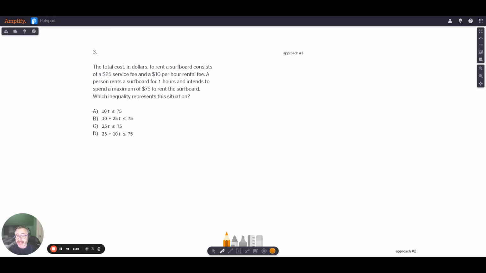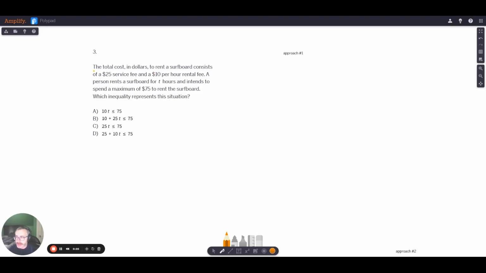Question number 3 is a modeling question. In other words, you need to take this information written in English and translate it into a mathematical inequality. There are a couple ways that we could think about this. First, I want to see if we can build it from scratch.